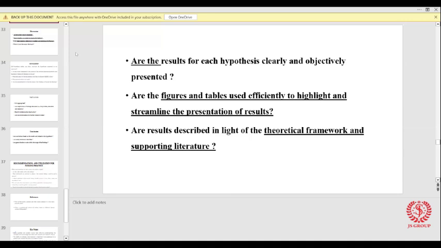Then, are our results described in the light of the theoretical framework and supporting literature? So in the research results, the first objective is to assess the existing knowledge of adolescent girls, so pre-test results. The second objective is to assess the post-test knowledge, so post-test results. In that way, sequentially and logically, we have to arrange the results in the table, the figure, then the explanation. Everything should be arranged. Next.